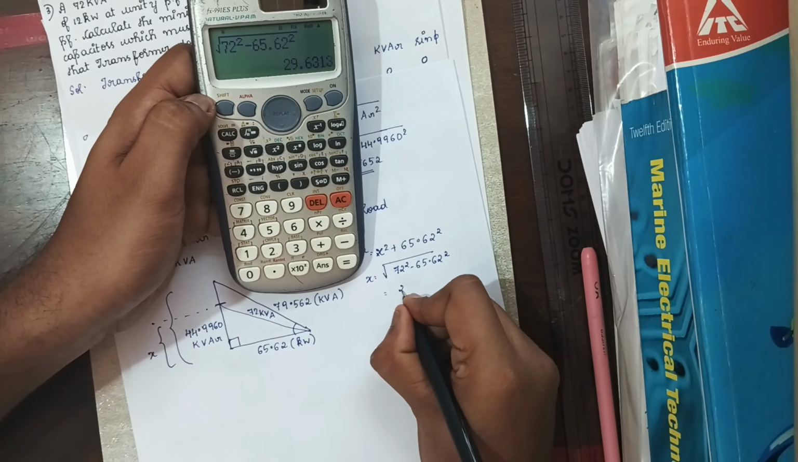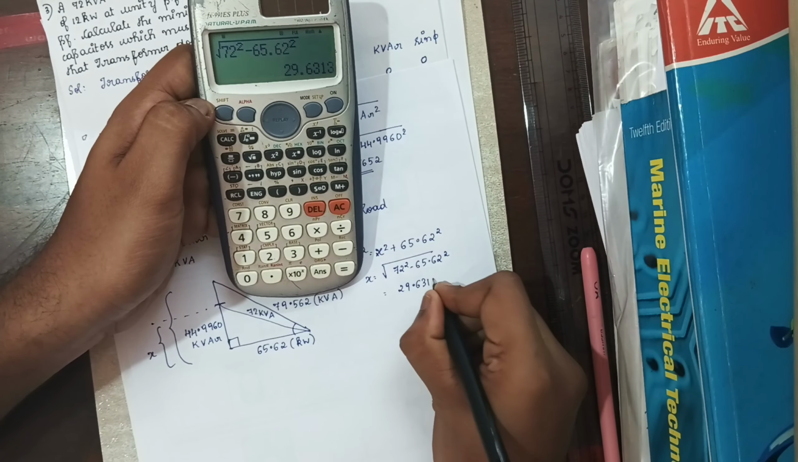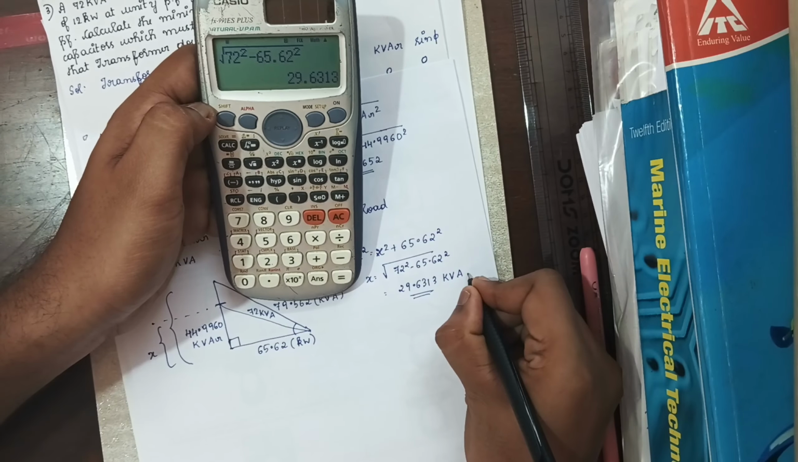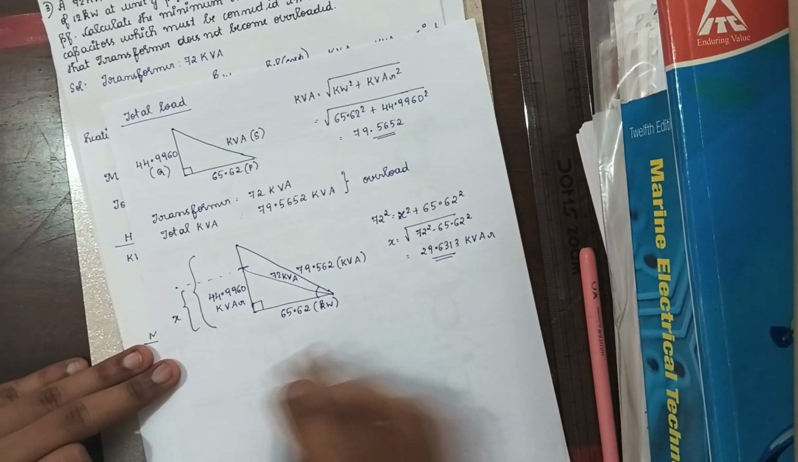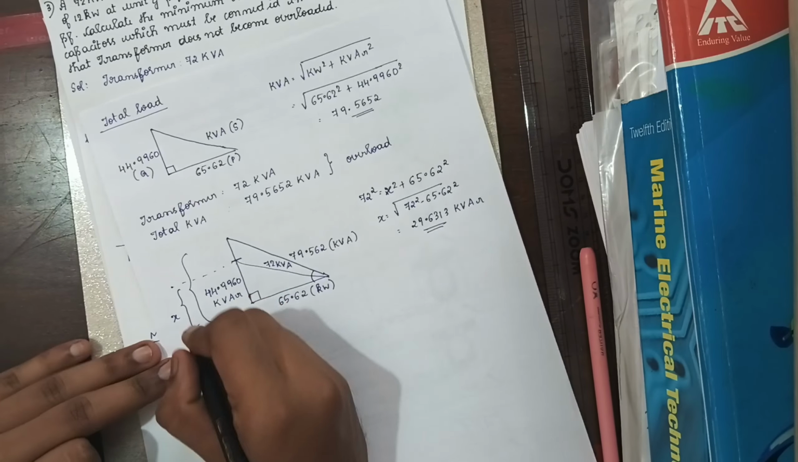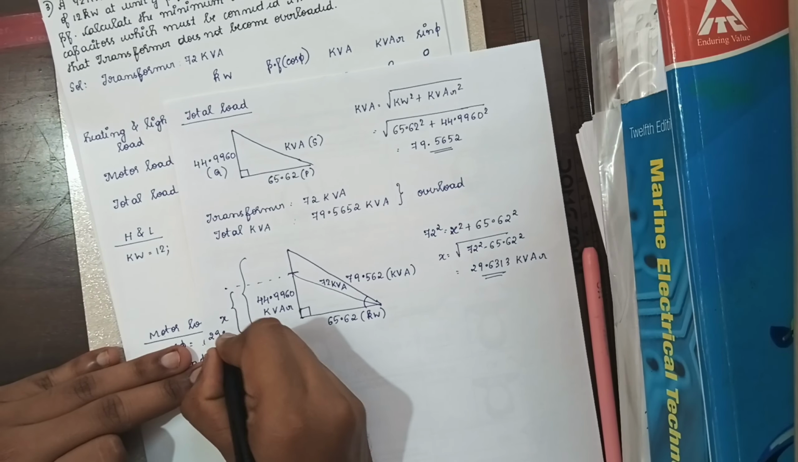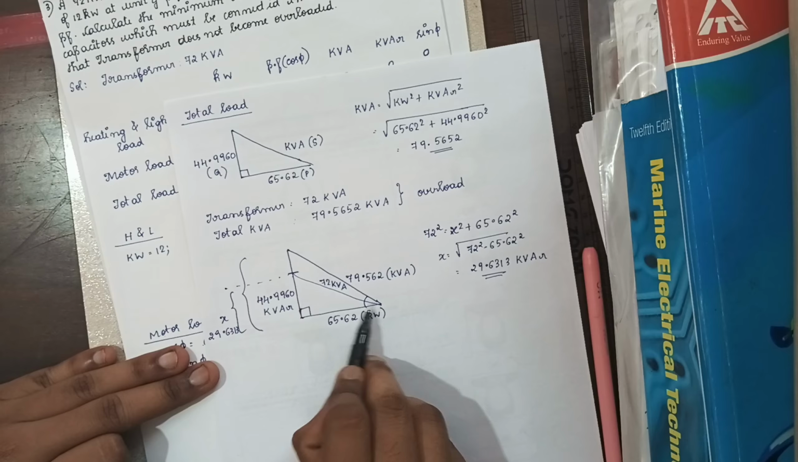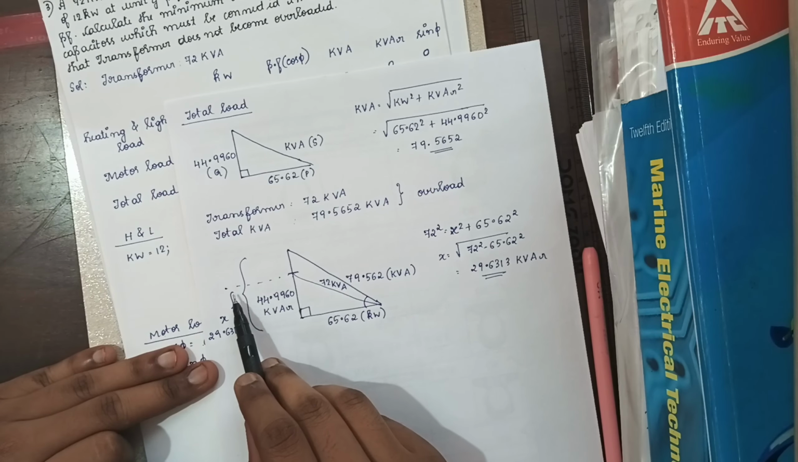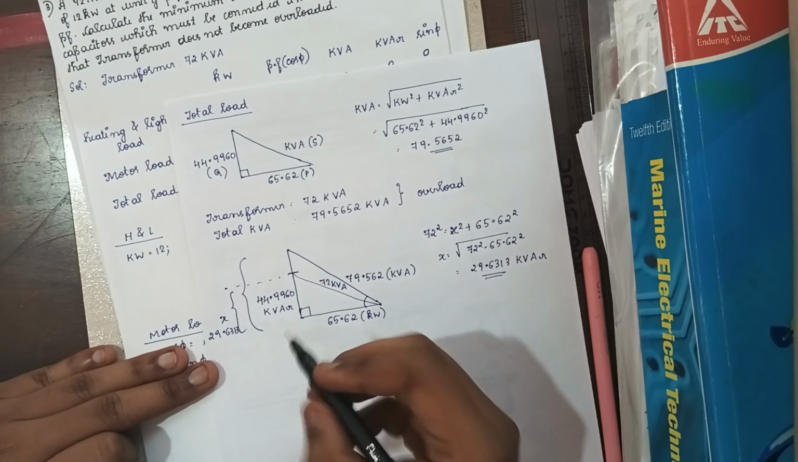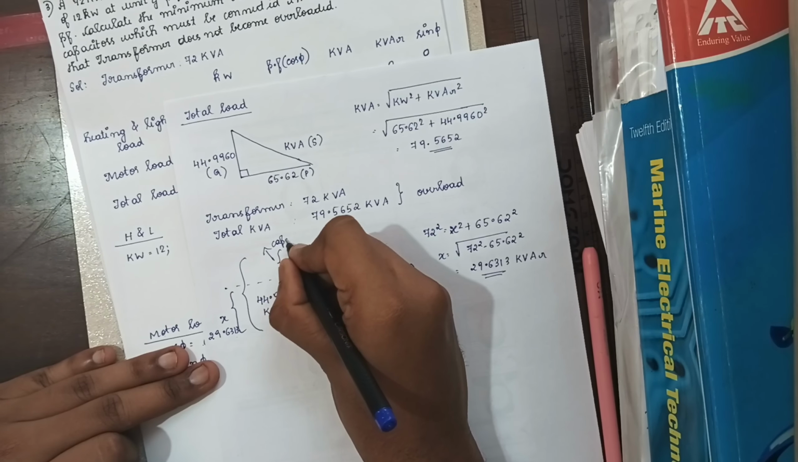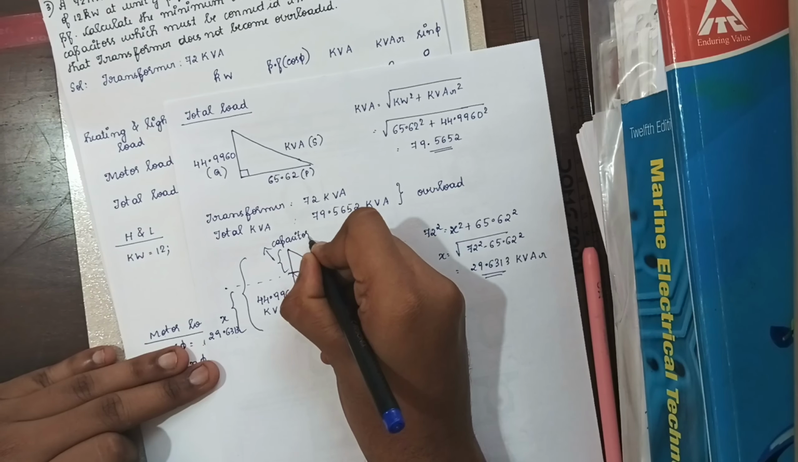That is 29.6313. Okay, this is kVAR. So this x is 29.6313. So we got that if the transformer is 72 kVA, it can take this much kVAR without getting overloaded. So how much has to be added? This has to be added. How much capacitor has to be added so it can withstand the overload?